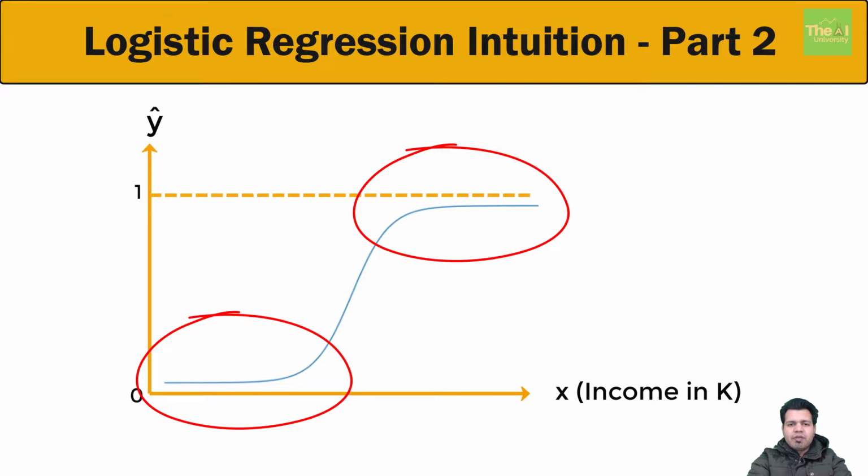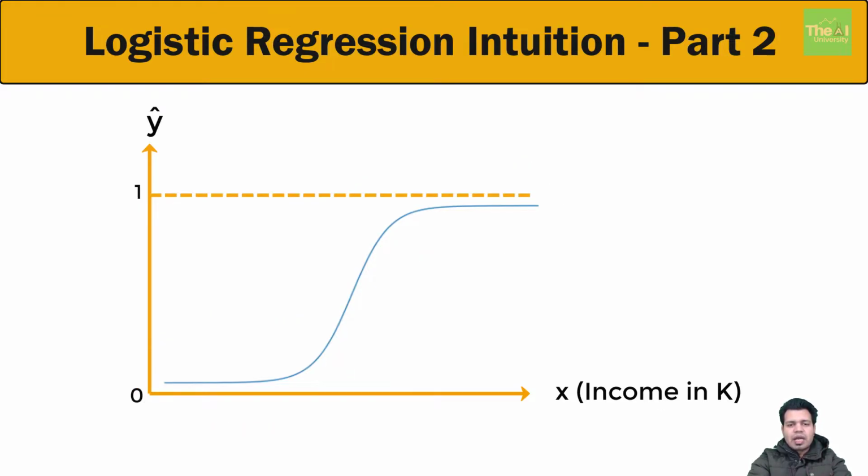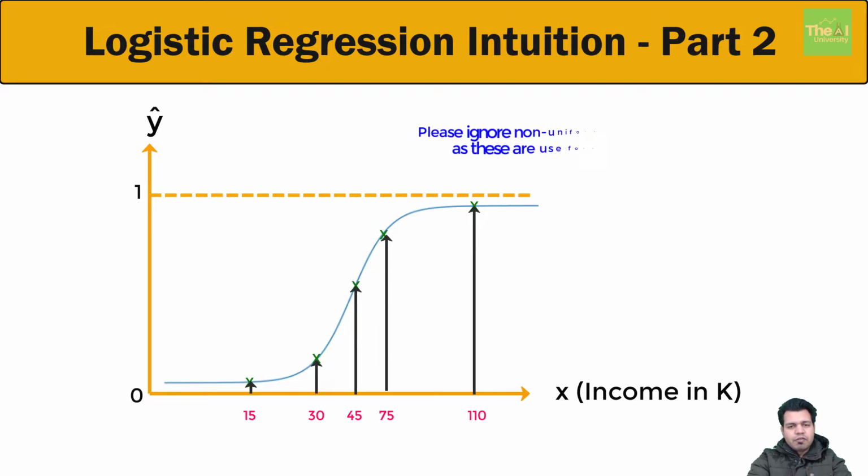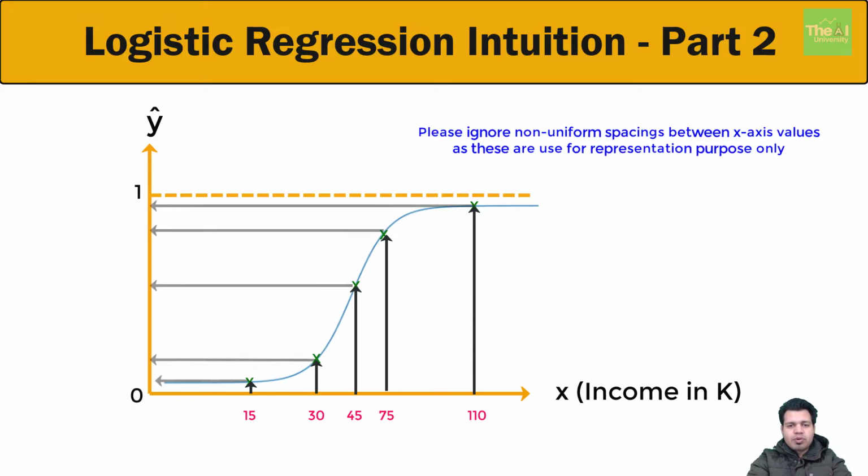Now let's take 5 random values for independent variable x. Let's say these values are x equals 15, 30, 45, 75 and 110, and these represent the income in thousands, and we can place them on the x-axis. In order to find out the probabilities, we can project them on the curve first like this. The projected points are marked in green on this curve. These are the fitted values. Now project these data points on the y-axis to get the probability values.